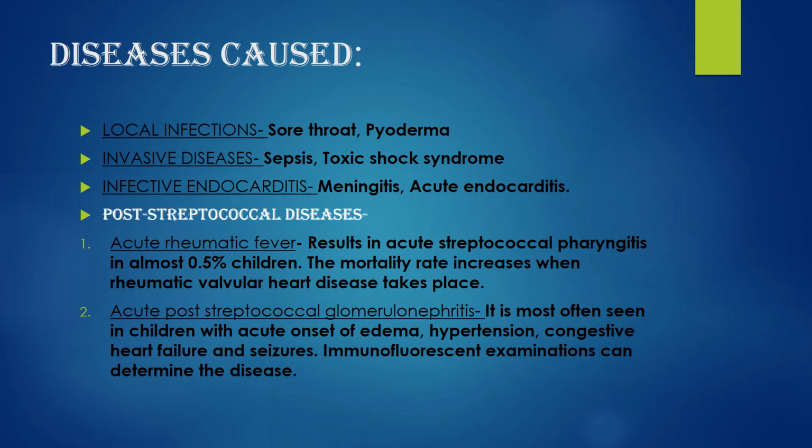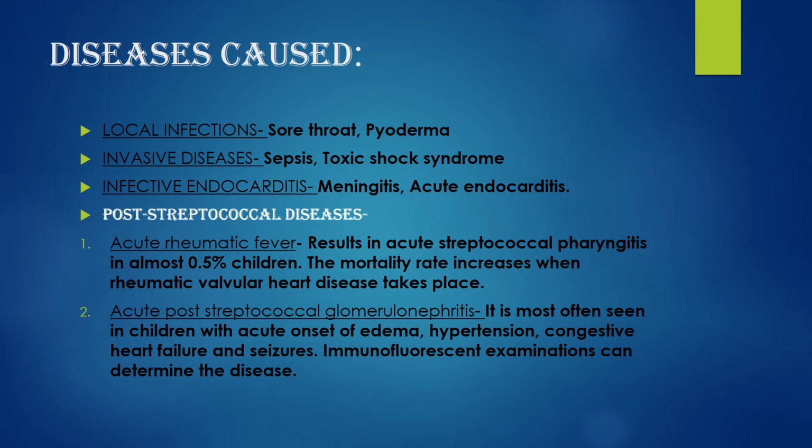Sepsis is the multiplication of toxins in blood, and toxic shock syndrome is caused by pyrogenic toxin. Infective endocarditis, as the name suggests, is the inflammation of the heart. It may also include meningitis.